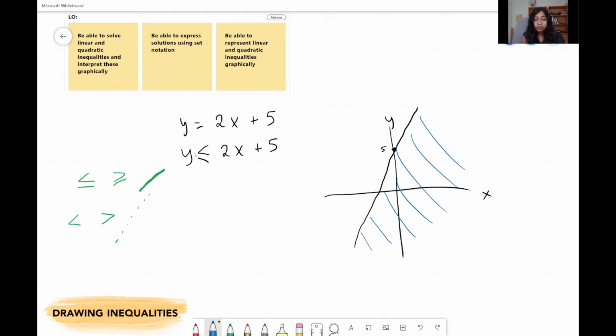If, on the other hand, we had y is more than or equal to 2x plus 5, that would just be the areas above it. So the blue is less than or equal to, and the green ones are just more than or equal to. So that's how you would represent a linear inequality.